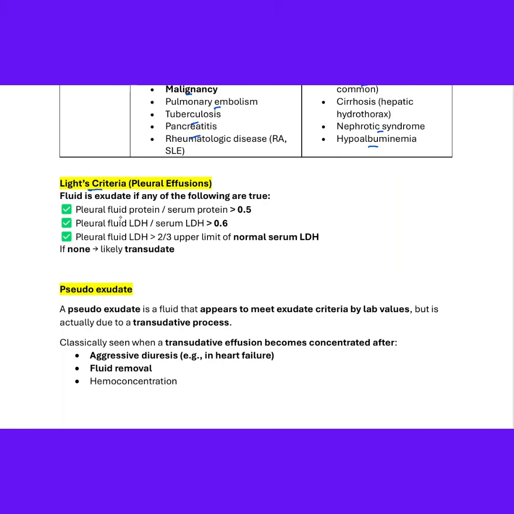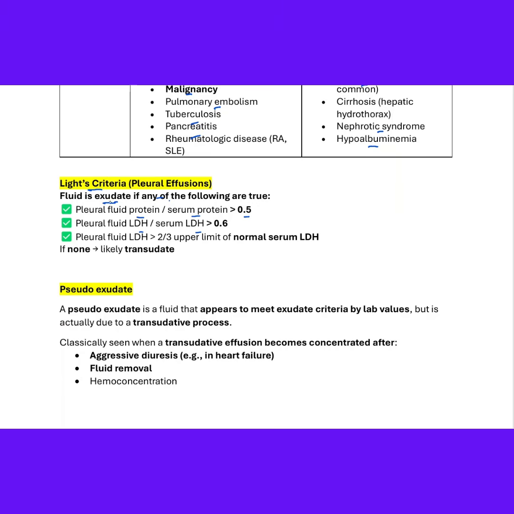So we look at the pleural fluid protein divided by serum protein, if that's more than 0.5. We look at the pleural fluid LDH divided by the serum LDH, more than 0.6. And then we look at the pleural fluid LDH, more than 2/3 of the upper limit of normal serum LDH. So if a patient has any of these criteria, if any of these is positive, then we say that the patient has what? Exudative effusion.